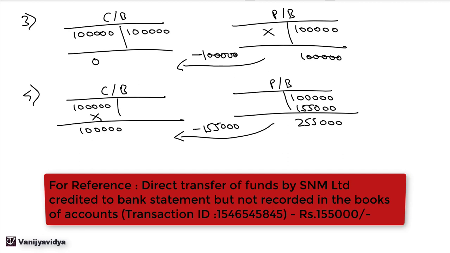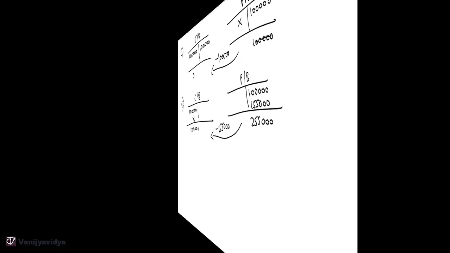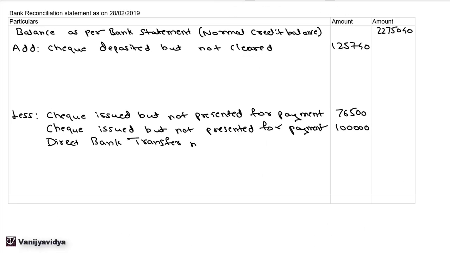Now we are moving from passbook to cash book, so we have to reduce 1,55,000 in our bank reconciliation statement. In other words, when there is a direct credit by the customer in the passbook, the balance in the passbook has increased to that extent. But since the same is not recorded in the cash book, your balance in the cash book is less as compared to the passbook to the extent of 1,55,000. Now since we are moving from passbook to cash book, we have to reduce 1,55,000 in our bank reconciliation statement. Let's do that. Less direct bank transfer not recorded in the books of accounts 1,55,000.